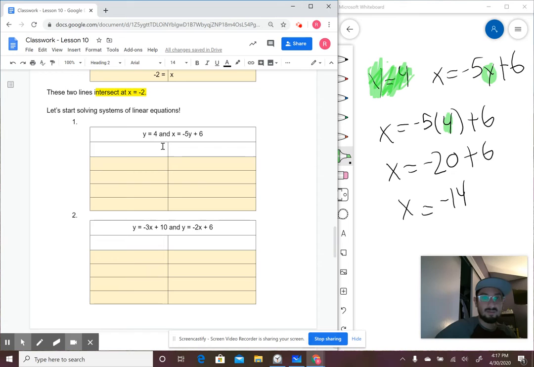Okay, so let's write that down. X equals negative 5 times 4 plus 6. X is equal to negative 20 plus 6. X is equal to negative 14. So that means that these two lines cross at x equals negative 14. Okay, let's go to the next one.